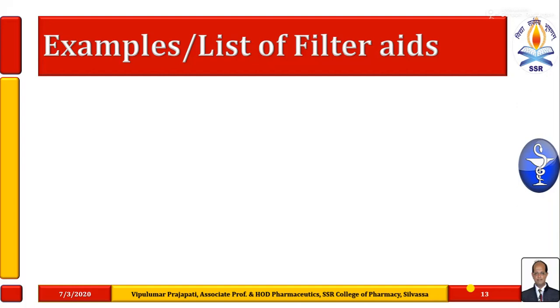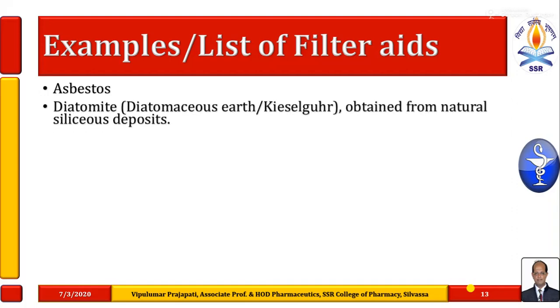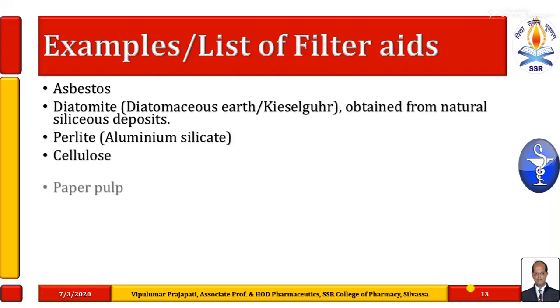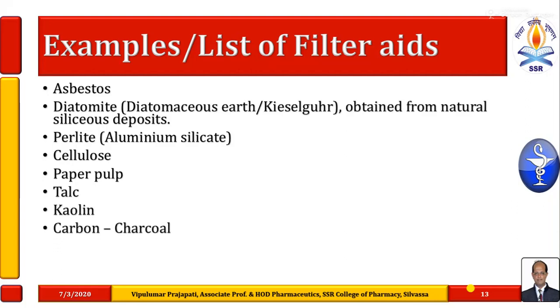What are the examples or list of filter aids? First one, asbestos, diatomite, also known as diatomaceous earth or Kieselguhr, which is obtained from natural siliceous deposits. Perlite, meaning aluminum silicate, cellulose, paper pulp, talc or talcum powder, kaolin, carbon as charcoal, calcium carbonate and magnesium carbonate.